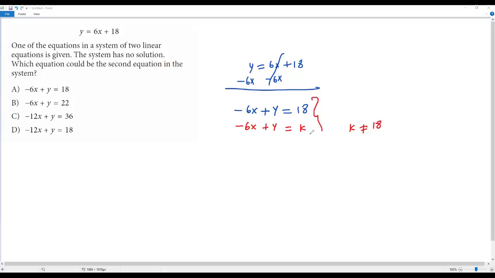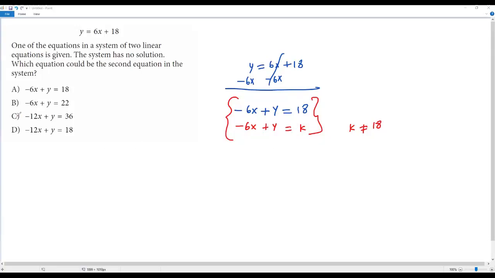So here, this system has no solution. So in this system of two linear equations, both the equations are in standard form. So in both the equations, we have the same coefficients for x and the same coefficients for y, and the constants are different. Here we have 18, and here I do not know the constant, but it should not be 18. It has to be other than 18. Okay, so keep this in our mind. Let's check the options one by one.